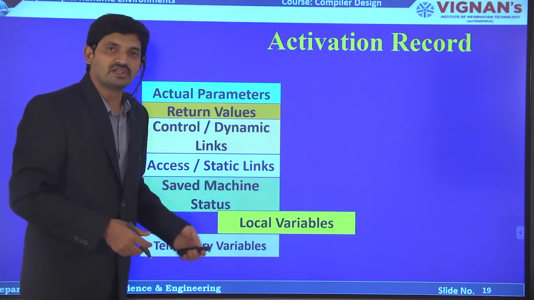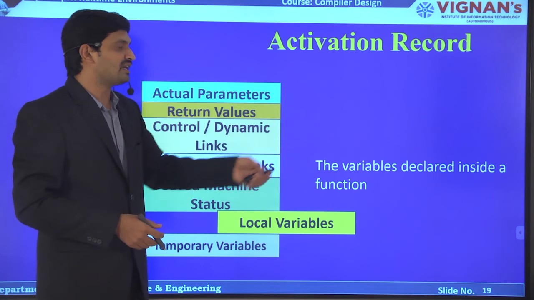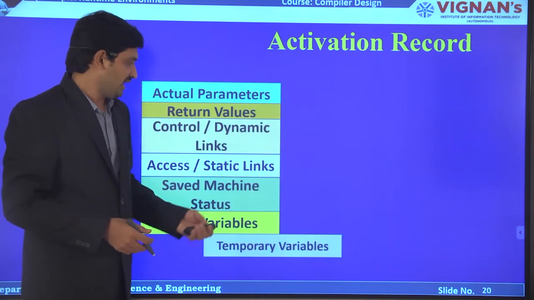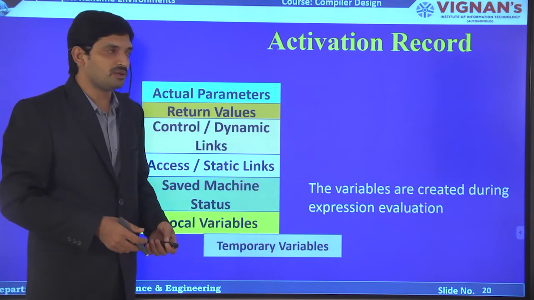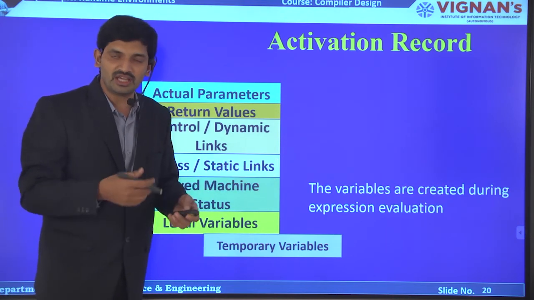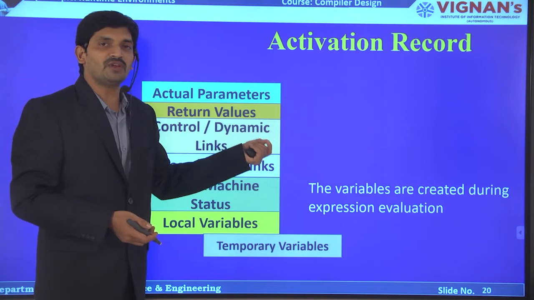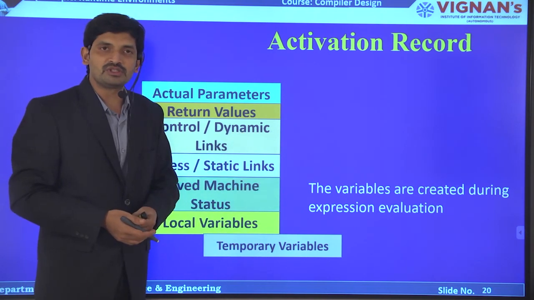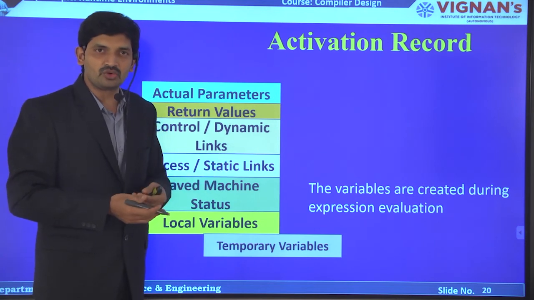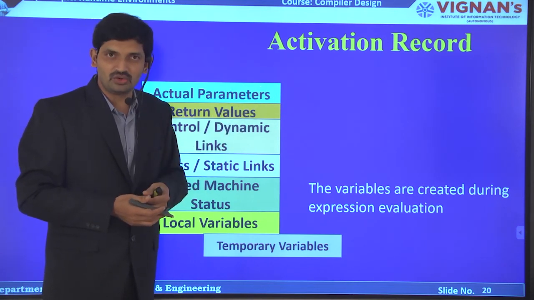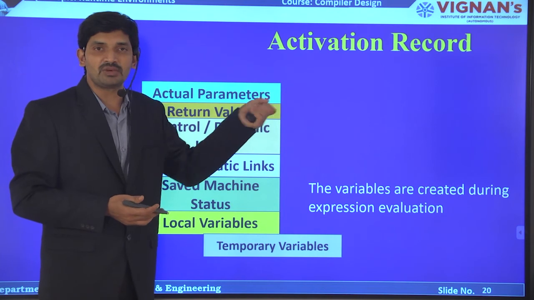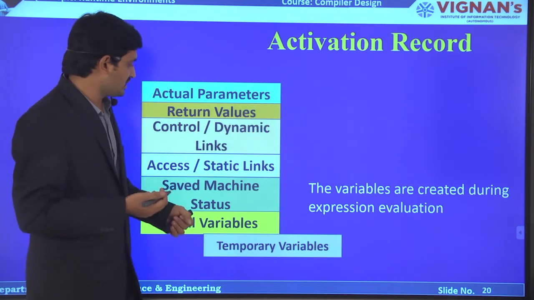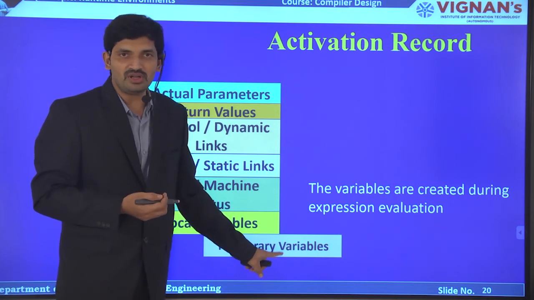The next one is local variables. The variables declared inside a function are stored in the local variables. And the last one, temporary variables. While the program is executing, if any variable is created, it is stored here in the temporary variables. While we are dealing with intermediate code generation or the 3 address code, we generate various temporary locations named T1, T2, T3. All such temporary variables are stored here.